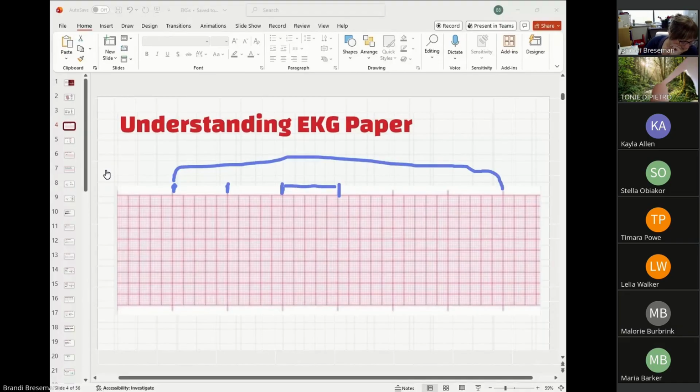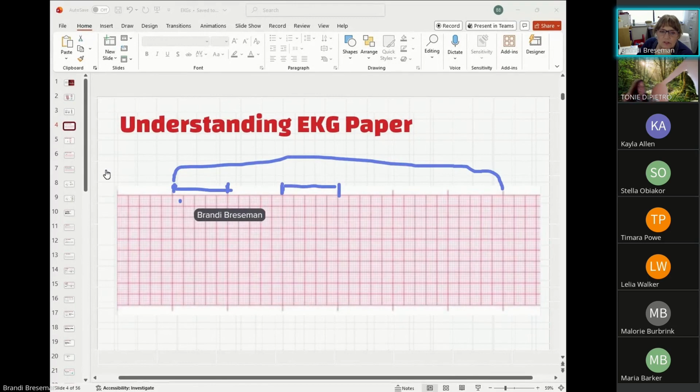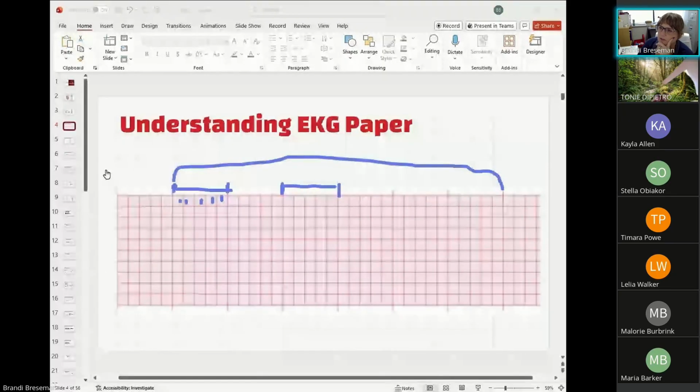Okay. In the next slide, each second from here to here has 1, 2, 3, 4, 5 big boxes. And inside each big box, you have little boxes. The next slide zooms in to show this. Each of these has measurements in time.